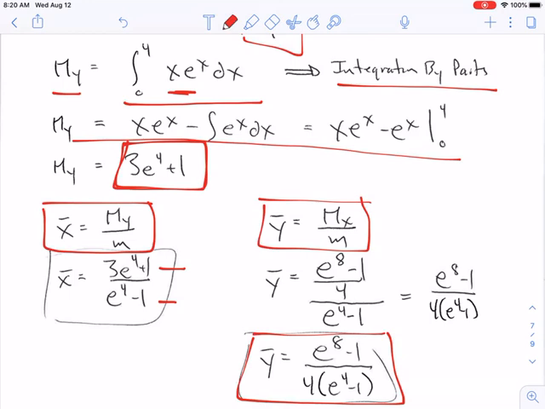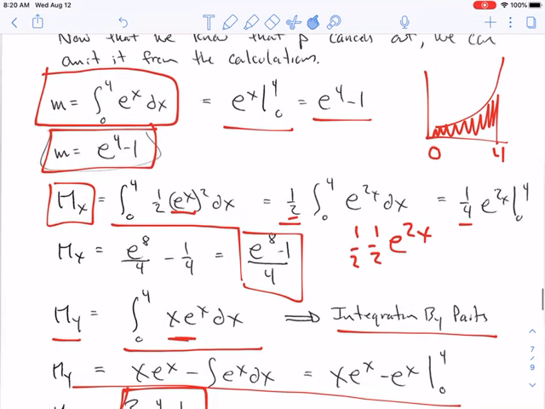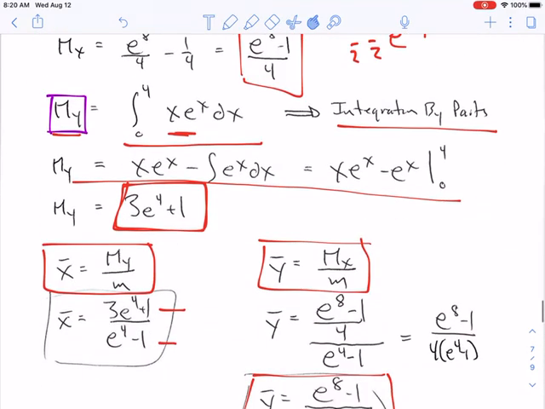Okay. So that's the process that you have to go through. I like to first find the total mass, then find the moment about the x-axis, find the moment about the y-axis, and then put it all together in your formulas here, and you're done.